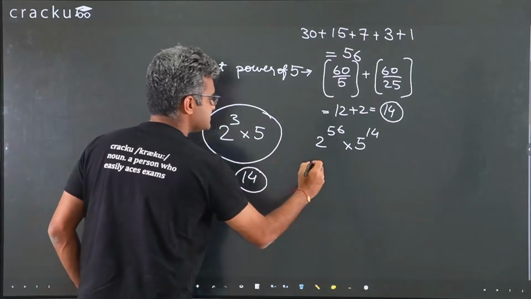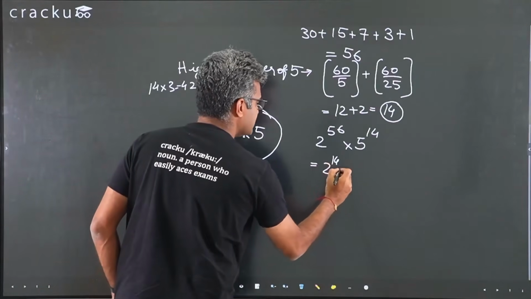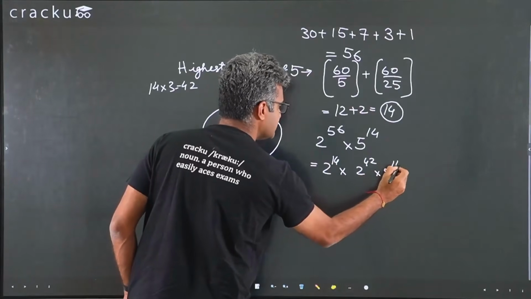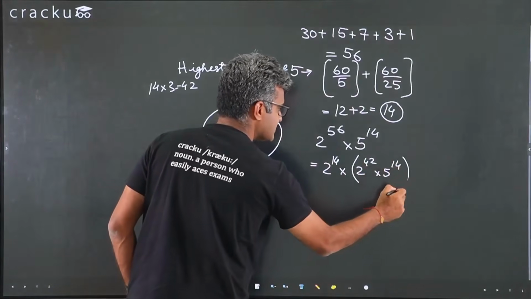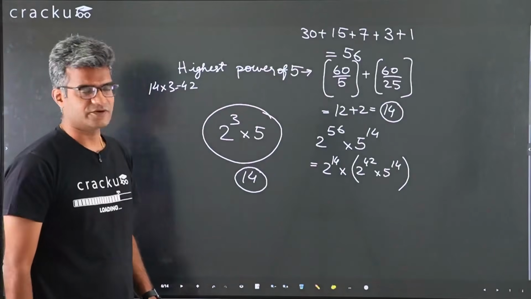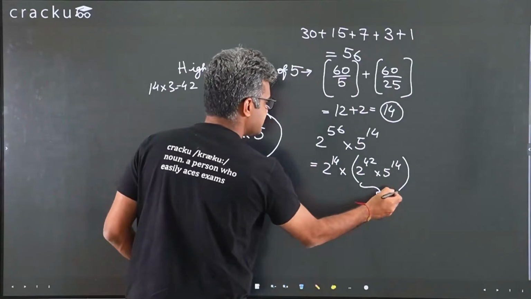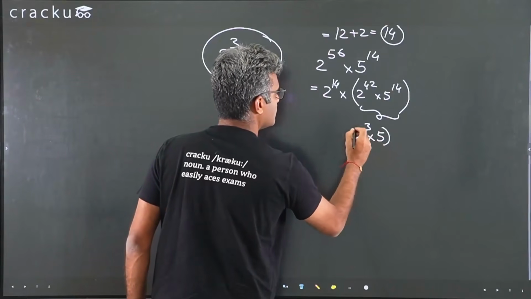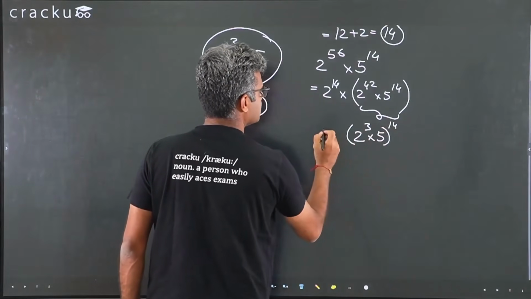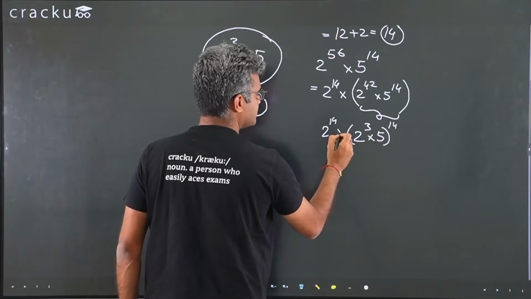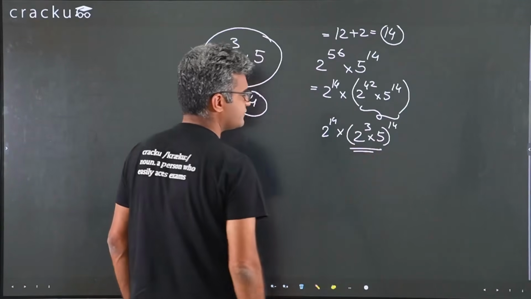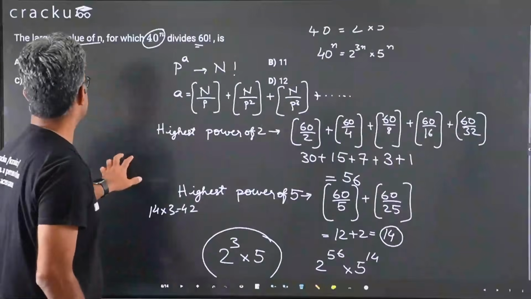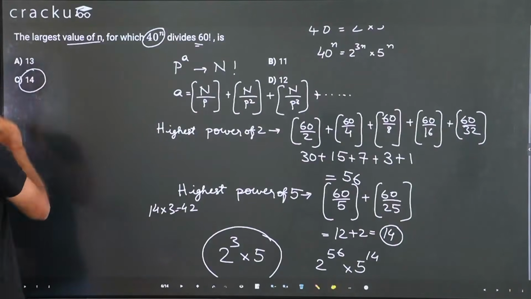So you can write this as 2 to the power 14 into 2 to the power 42 into 5 to the power 14. This number divides 60 factorial. This is basically 2 cube into 5 whole to the power 14. Coincidentally, this is 2 to the power 14 into it, but basically the highest power of 2 cube into 5 is 14. So the answer for this question is option C, which is 14.